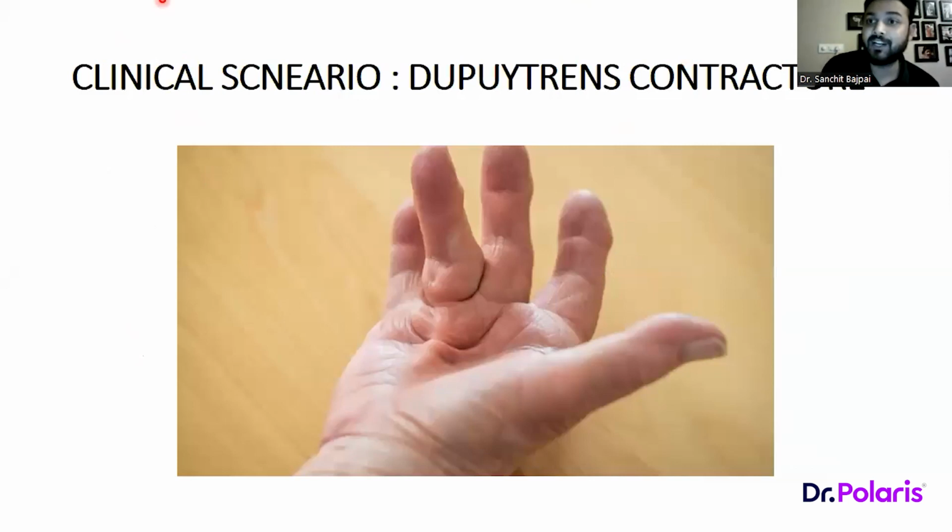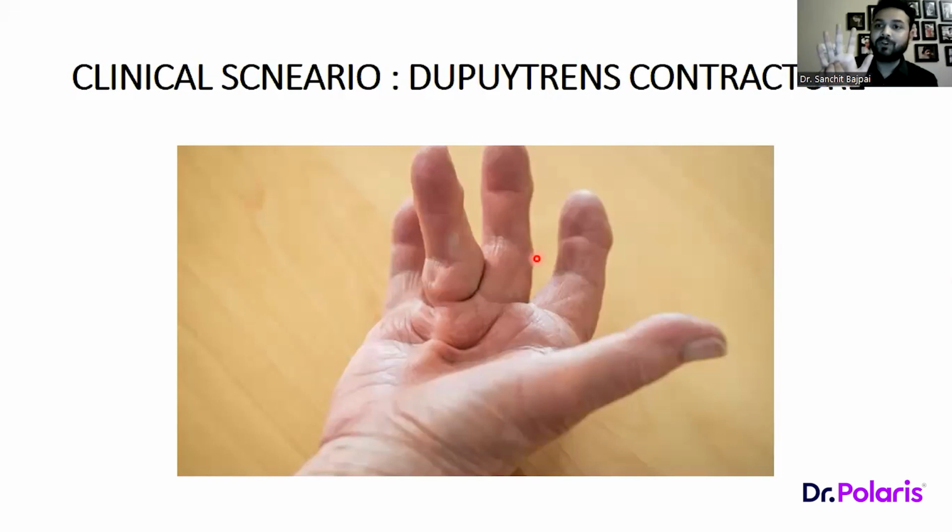What is the clinical scenario of deep fascia modification related to these? There is a very interesting thing called Dupuytren's contracture. What is Dupuytren's contracture? It is particularly seen in alcoholic people, or people with a history of diabetes or who are immunosuppressed. In those people, this palmar aponeurosis becomes very thickened because of an unknown cause.